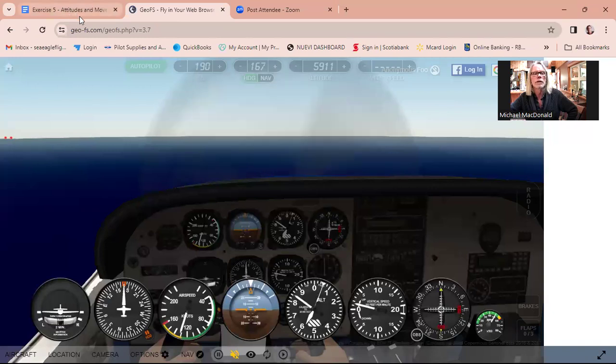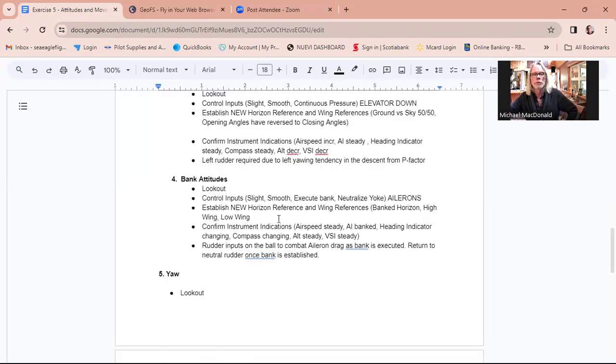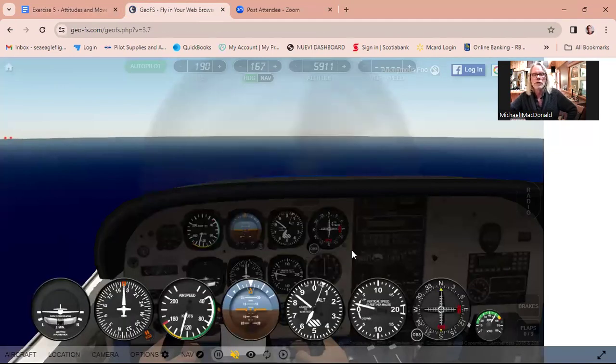Okay, let's give that a go. Right, so we're going to establish the reference horizon. We're going to look at the instrument, okay? Okay, so here we are straight and level. Looks like we're at 6,000 feet roughly, doing about 110 knots. Let's slow her down a bit. It's a little fast for a Cessna. 110 is even fast for a Cessna.